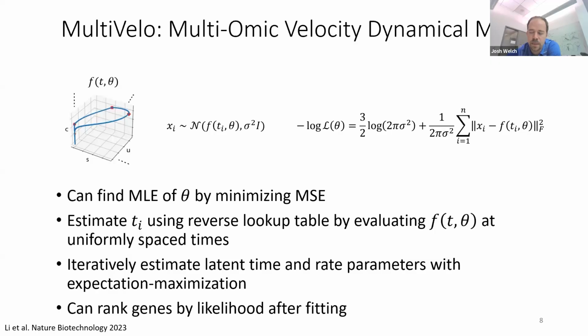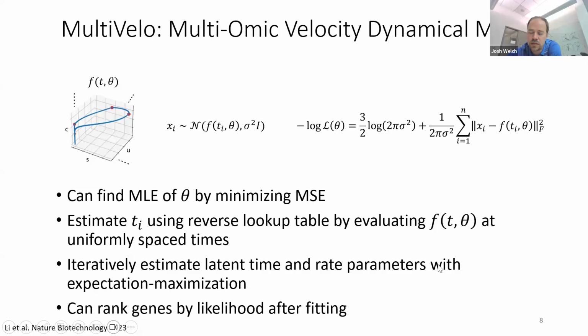And here again, we used an approach like the scVelo dynamical model. Basically, if you assume that there's a normal likelihood that generates data from noise through your differential equation, then you can write out a maximum likelihood estimation for the parameters. And in this case, it's basically just minimizing the mean squared error between your reconstructed data and your original data.